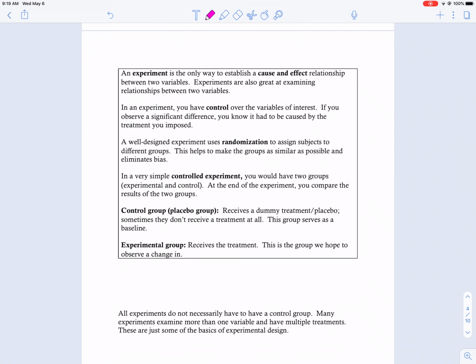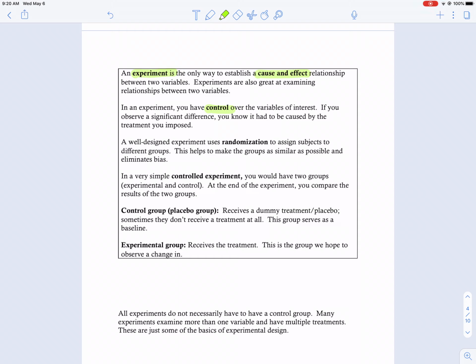Okay. So now we're going to start talking a little bit more about an experiment. And again, here's just a lot of information for you. An experiment is the only way to establish a cause and effect relationship. So again, experiment, cause and effect relationship between these 2 variables. Experiments are a great way of examining the relationship between the 2 variables. In an experiment, you have control over the variables of interest, and if you observe a significant difference, you know it had to be caused by the treatment you imposed. So you have the control.